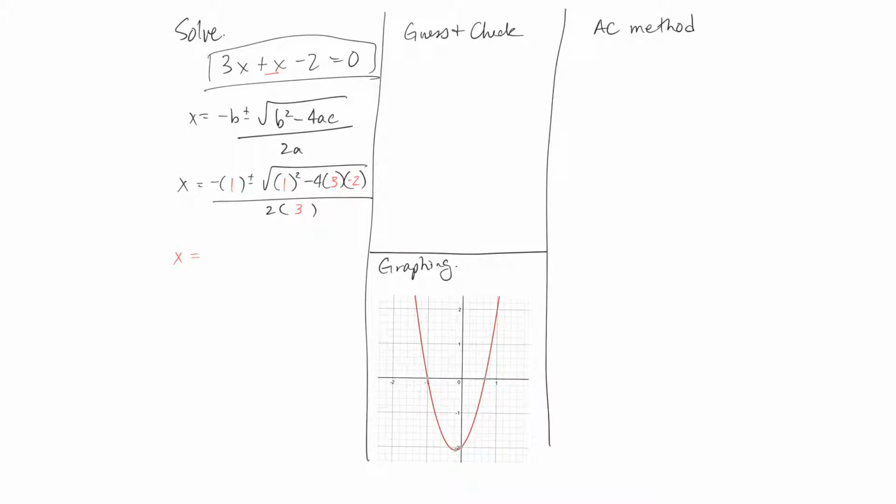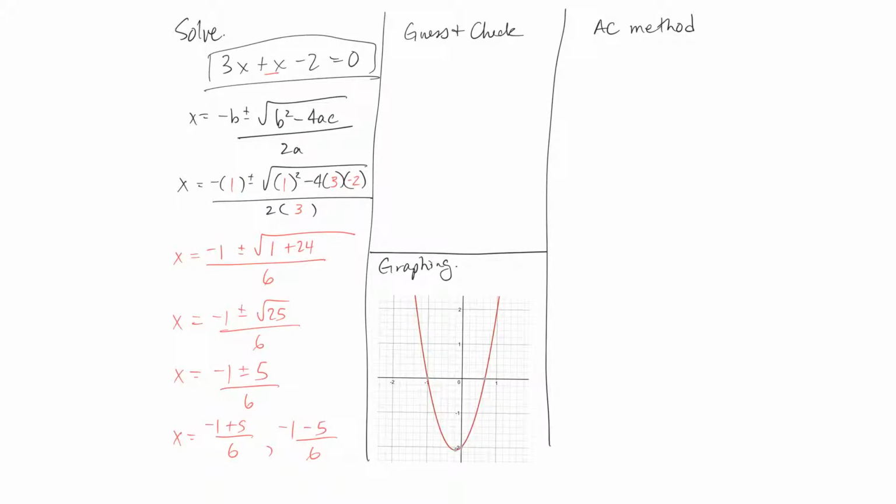So now in figuring this out, I'll have -1 plus or minus square root of 1 squared minus 4 times 3 is -12. -12 times -2 is positive 24. Ooh, that's going to be pretty. All over 6. So x equals -1 plus or minus the square root of 25 over 6. So x equals -1 plus or minus 5 over 6. So that gives me two answers. So -1 plus 5 over 6 and -1 minus 5 over 6.